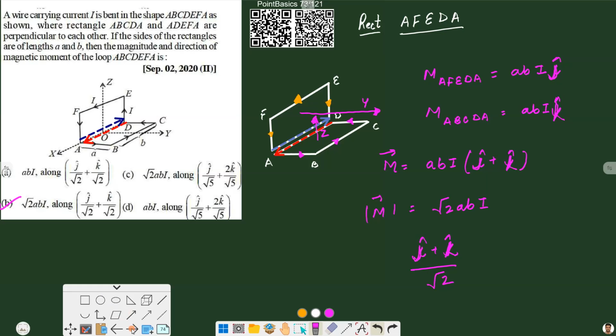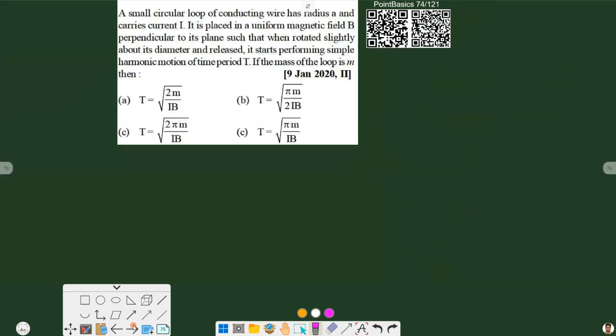Moving to the next one: a small circular loop of conducting wire has a radius A and carries current I. It is placed in a uniform magnetic field B perpendicular to its plane, such that when rotated slightly about its diameter and released, it starts performing simple harmonic motion with time period T. The mass of the loop is, so we have to find the value of the mass of the loop.